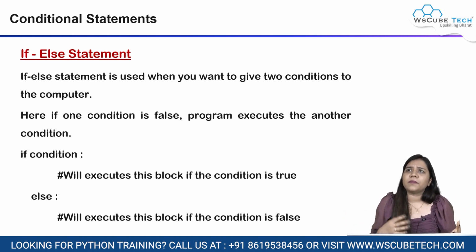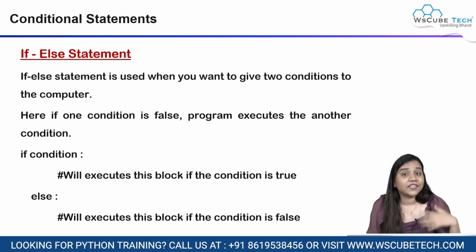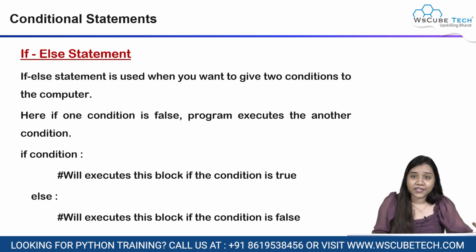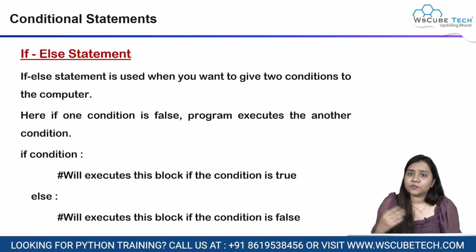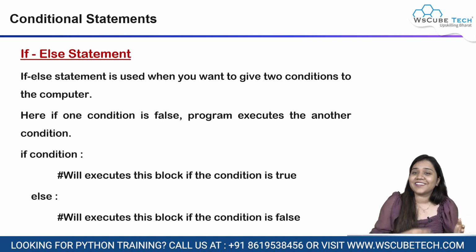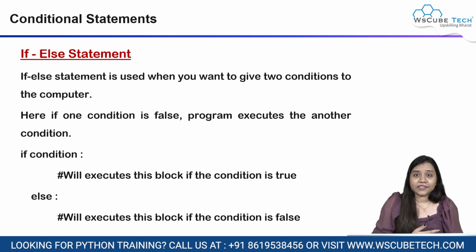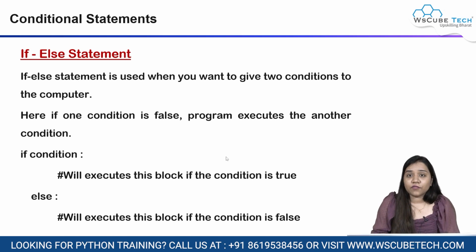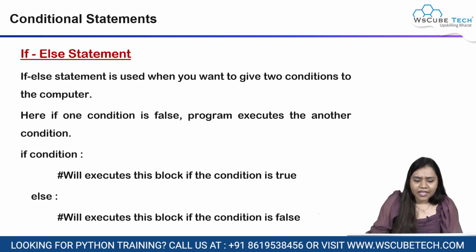Let's talk about a number being positive or negative. If a number is not positive, then definitely it's negative, or if a number is not negative, then definitely it's positive. Same goes for odd and even. If a number is even, it is not odd, and if a number is odd, it is not even. So we know that it will be either this or that. Here we are giving two conditions to the computer, and if one of our given conditions is false, the computer automatically executes the other condition. Right. Now let's see how to write it down.